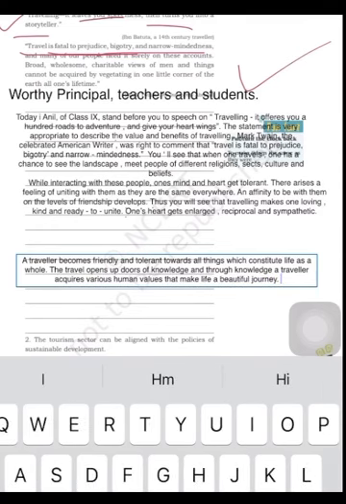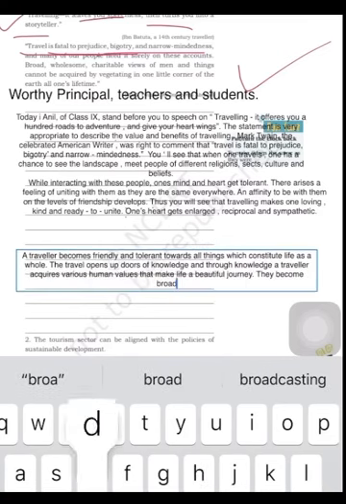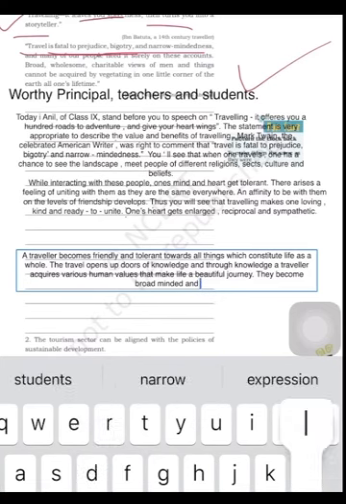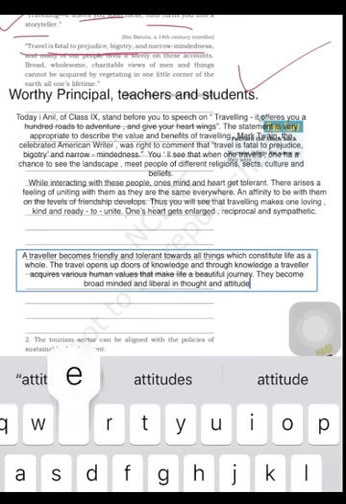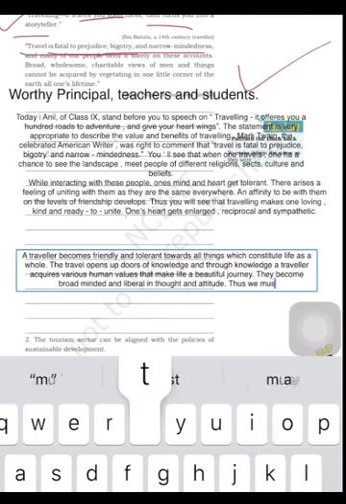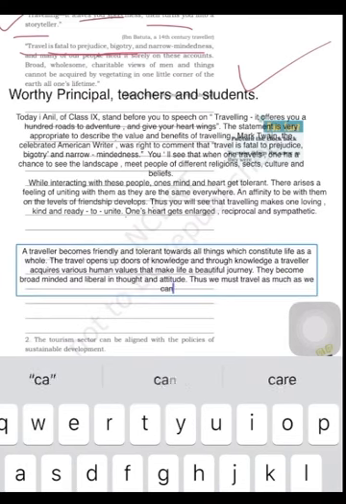And the last line is: they become broad-minded and liberal in thought and attitude. Thus, we must travel as much as we can.